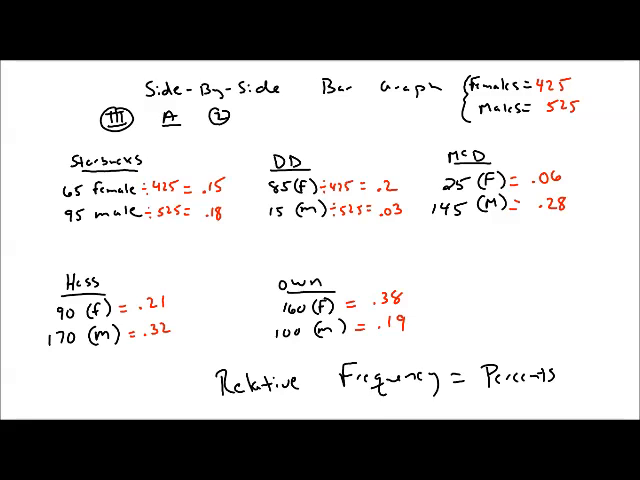Now if you add up all the percents, add up all the females, 0.15 plus 0.2 plus 0.06 plus 0.21 plus 0.38, you should get about 100%. Might be a little bit under, a little bit over due to round off error. Okay, and same thing with the males. Now we're ready to make our side-by-side bar graph.